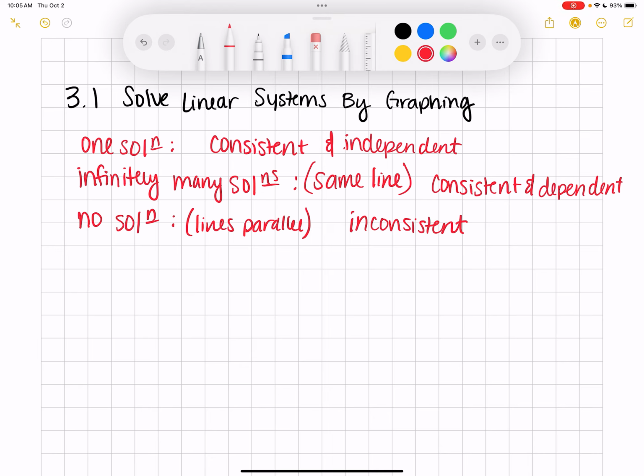So, starting with problems. Graph the system. It says to check it algebraically. That just means to plug the numbers in and check it that way. So number 4, we've got y equals 5x plus 2, and we've got y equals 3x.